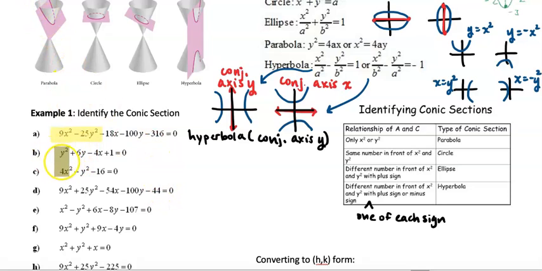B, we've got y squared plus 6y minus 4x is equal to 1, and we said we're only going to worry about the terms with the highest degree. In this case, that's 2. So now we're only looking at the y squared term. And over in our categories on the right here, if we have only x squared or y squared, that means we have a parabola. And in this case, we definitely do have a parabola.